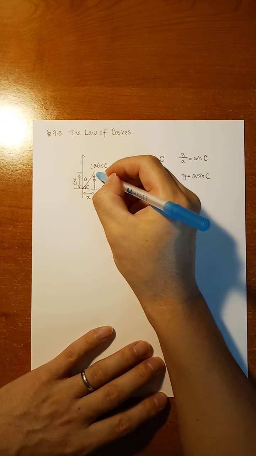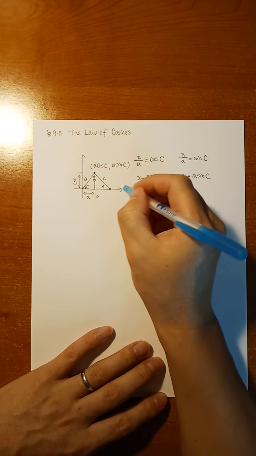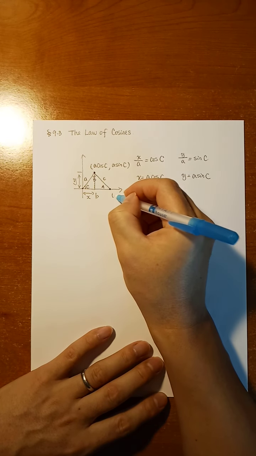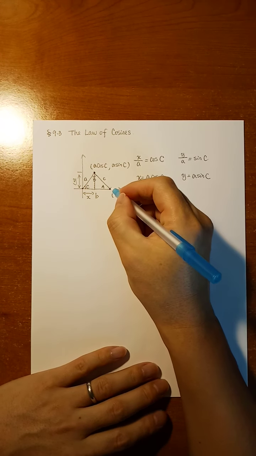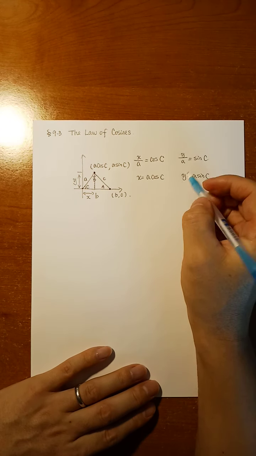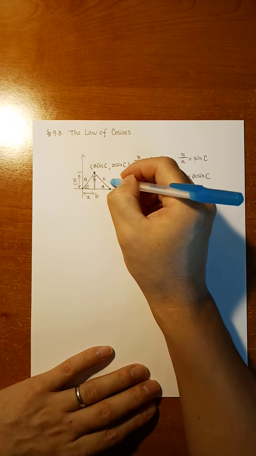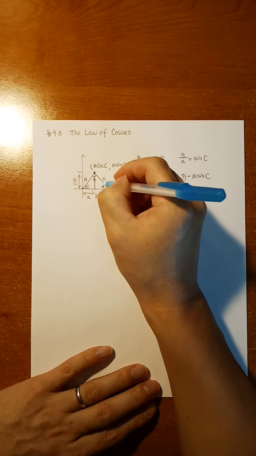Okay, very good. And the other point is on the x-axis. The length is B, so it is (B, 0). So the point on the x-axis is (B, 0). This point is (A cosine C, A sine C). So you get two endpoints of the segment. Then the length of the segment is C, right? We know it is C.